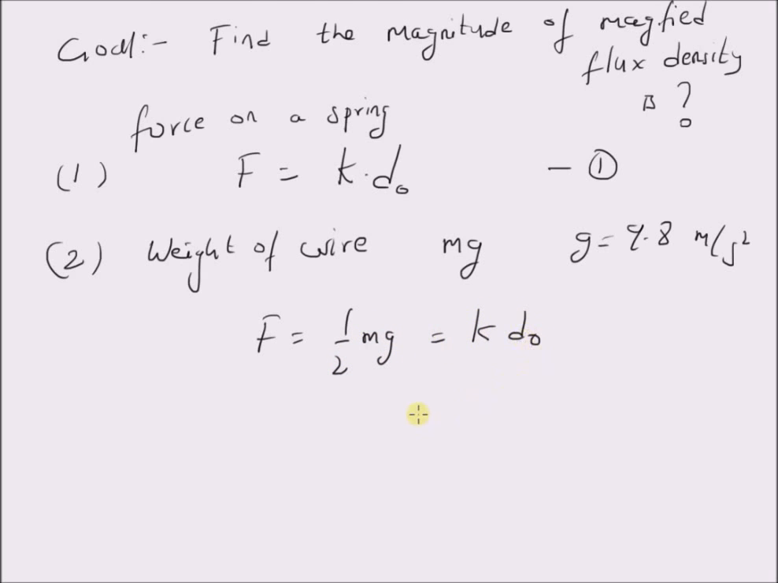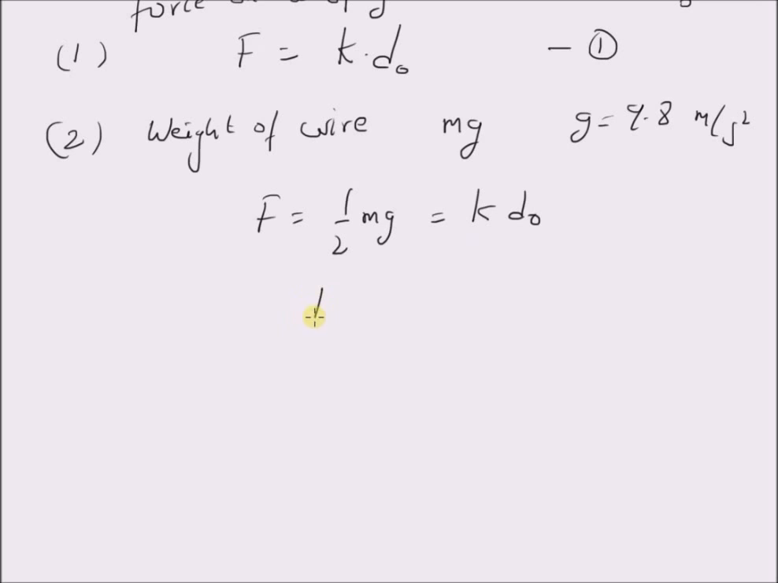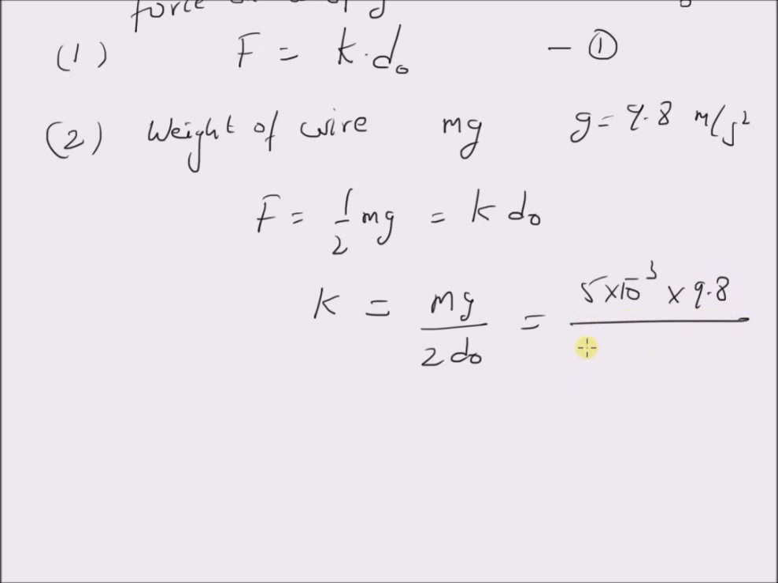So F should be equal to half of mg, which is in turn equal to k into d naught. By using this equation, we can find that the constant k is equal to m into g by 2 times d naught, which is equal to 5 into 10 power minus 3, that is the mass, into 9.8 over 2 times d naught, and d naught is given by 0.2 centimeters. Therefore, upon simple calculation, k should be equal to 12.25 newtons per meter.